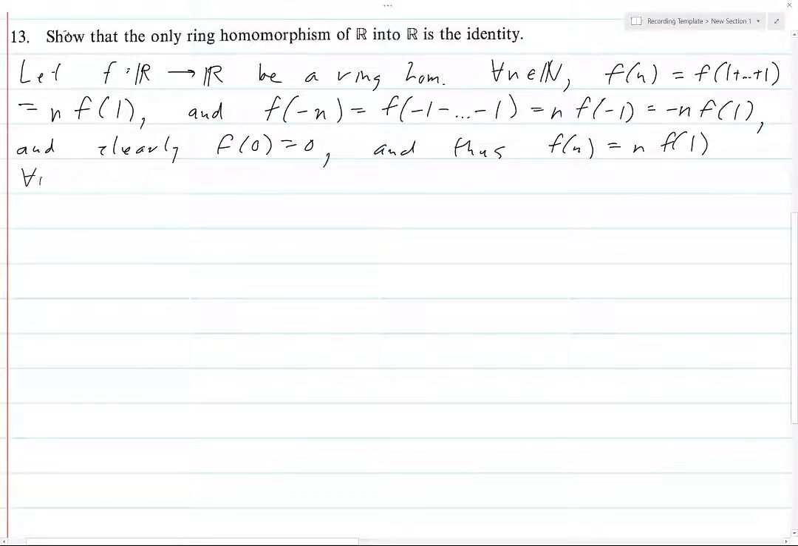So this holds for all n in the integers. We want to prove that this holds for all real numbers, and then we'll prove that f of 1 is 1, and then we'll be done because then it'll be the desired function. So this is for all n in Z.